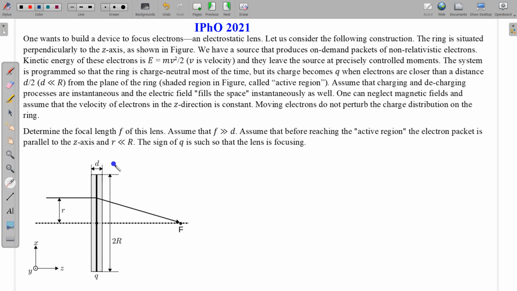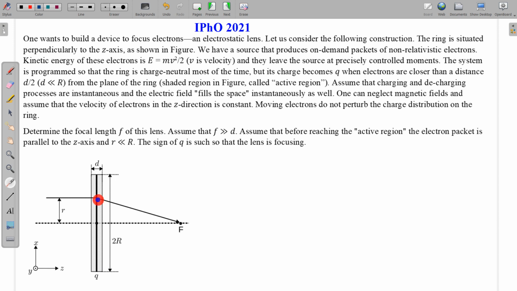In a nutshell, we have to find this focal length. When an electron just reaches d/2 from the plane of the ring, the ring gets charged and creates an electric field, and due to that electric field, the electrons are deflected from their path and are focused at some distance on the axis of the ring.